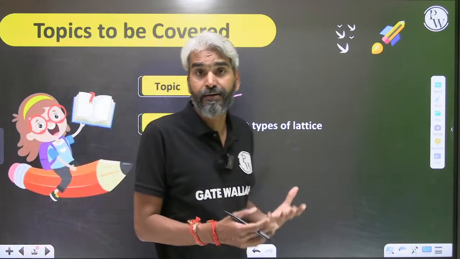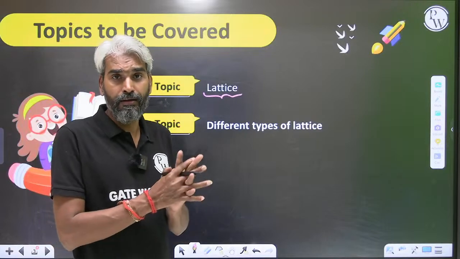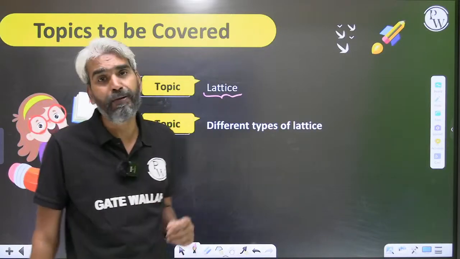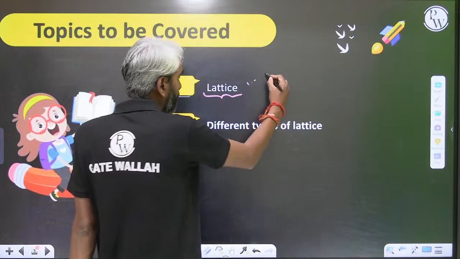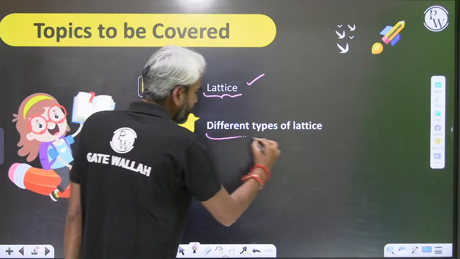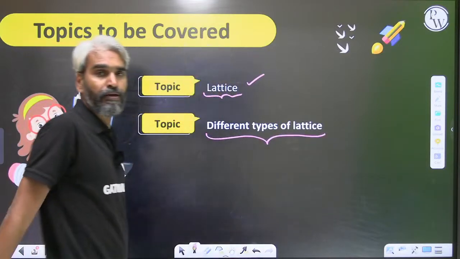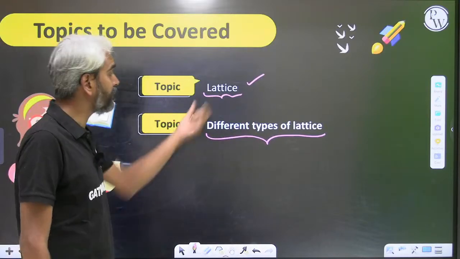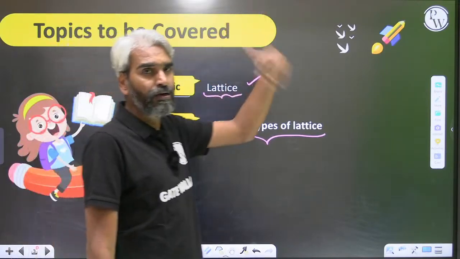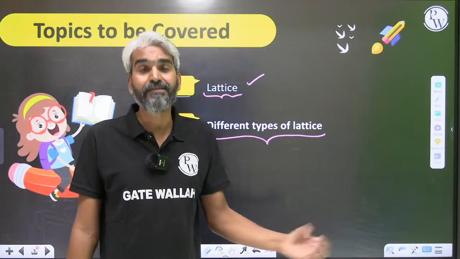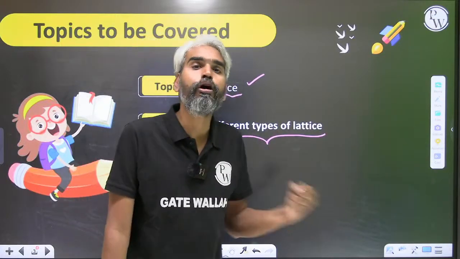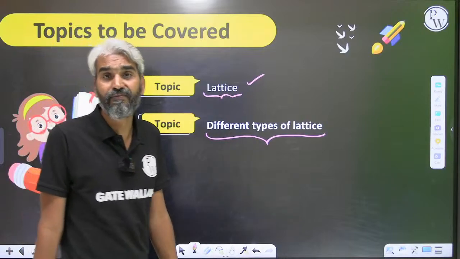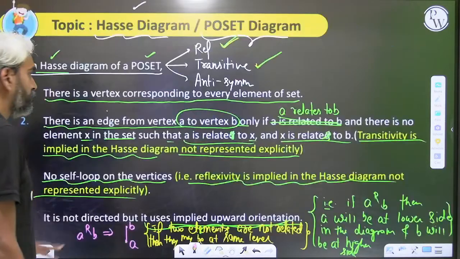If your poset follows or represents certain properties, then that particular poset will be called a lattice. Apart from that, we'll understand different types of lattice, and those different types are based on the properties represented by your lattice. So a poset will represent certain properties and become a lattice, and if some other properties are also followed in a lattice, then it will represent different types of lattice. Anyway, not a big deal.